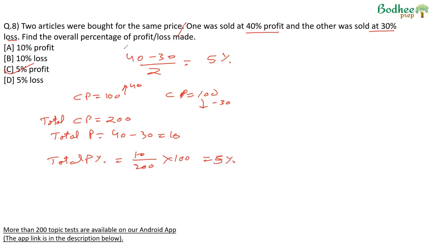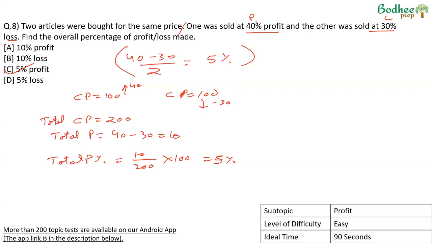Again, when the cost price is same, there is P% profit on the first, L% loss on the second. The overall profit or loss is simply P minus L upon 100. Option C. Again, whatever method you follow, an easy question, definitely less than 90 seconds.